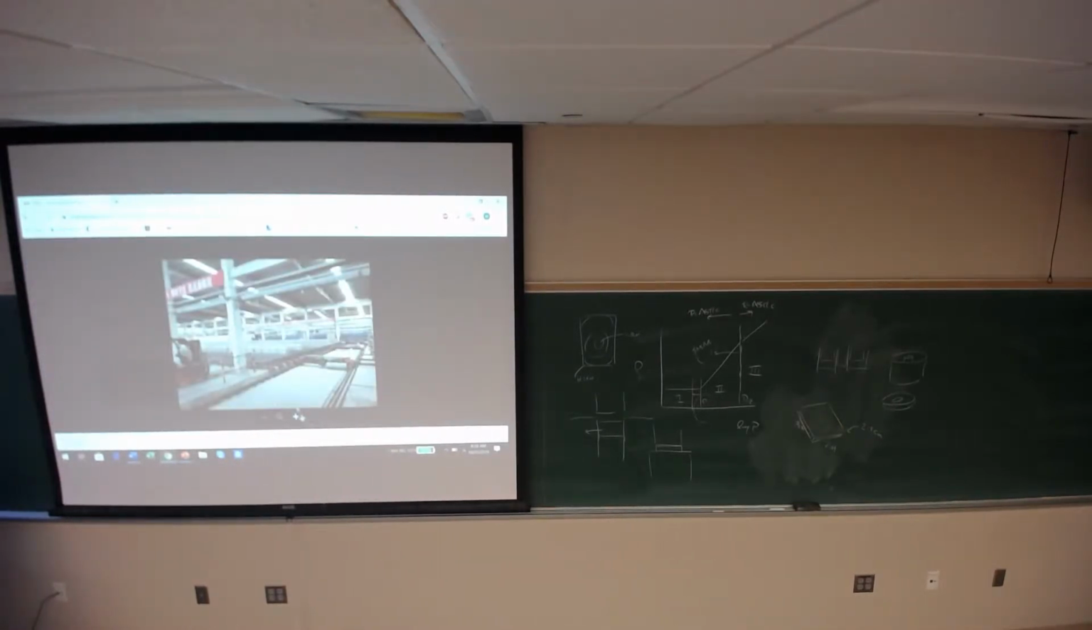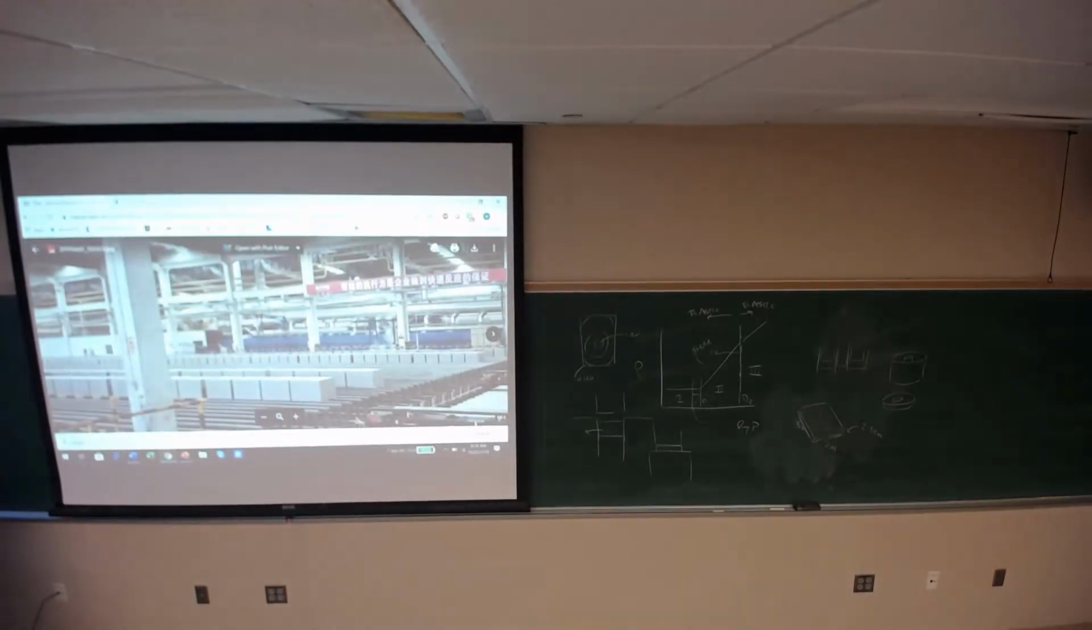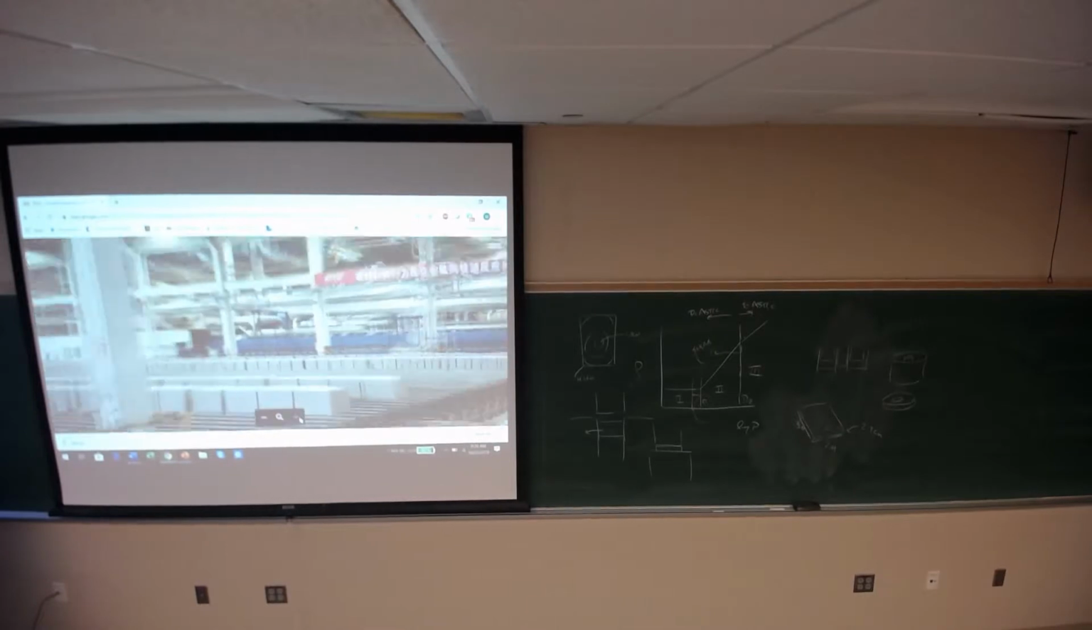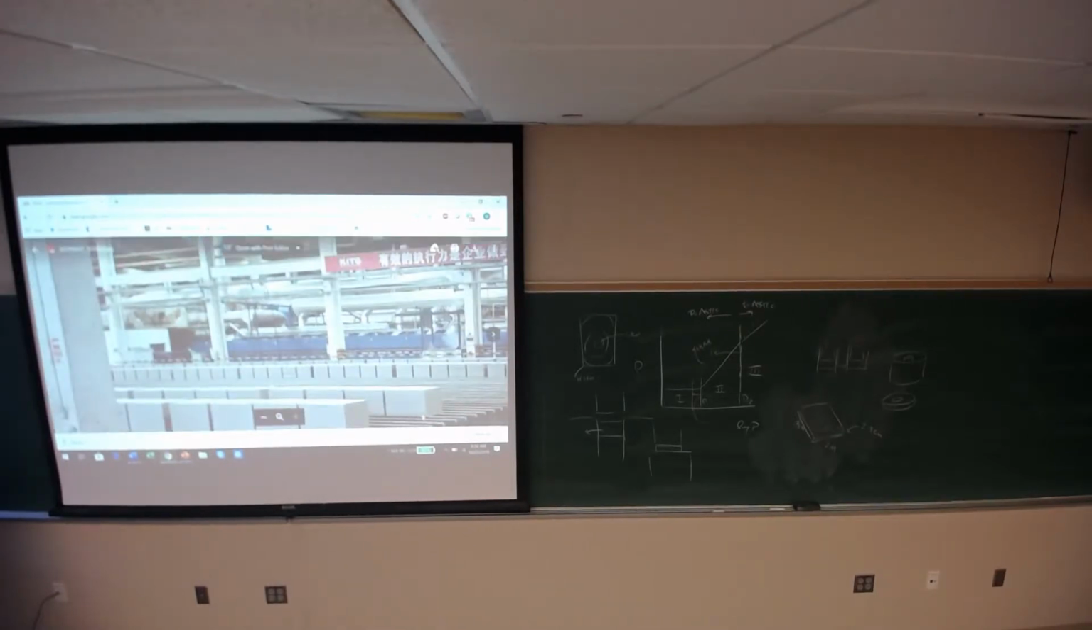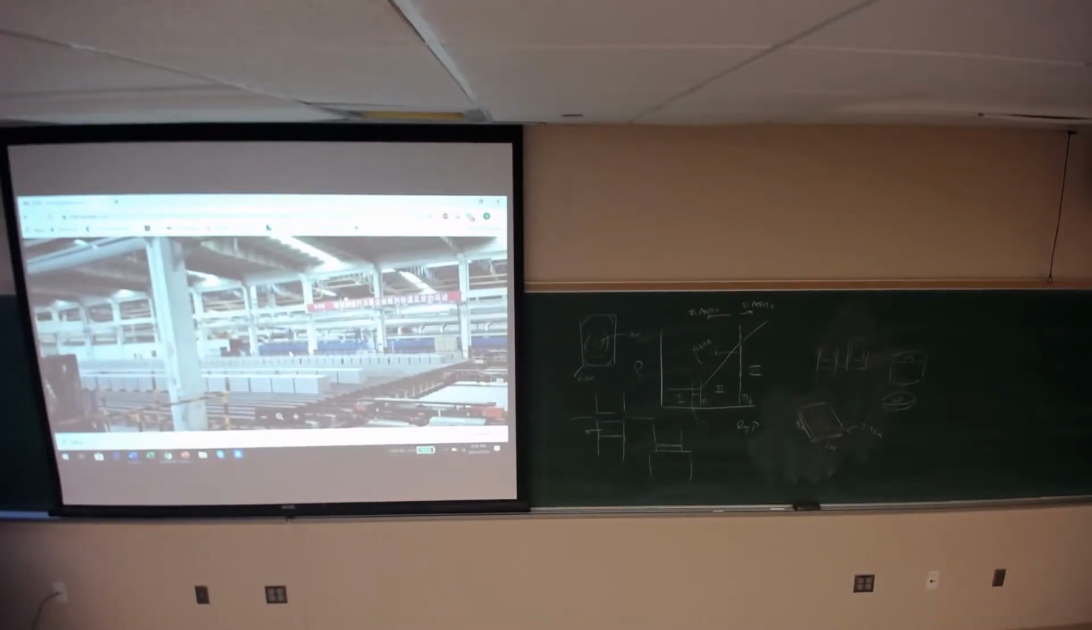And this is just an idea of scale. You've got 100 tiles stacked up, whatever they are, shrink wrapped. The tunnel kiln is in the background, and you get an idea of the scale.